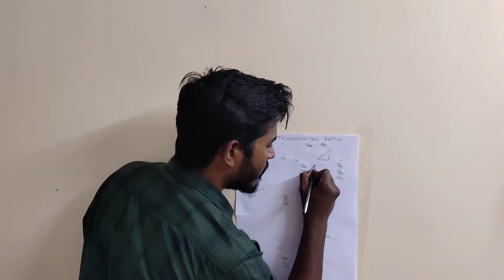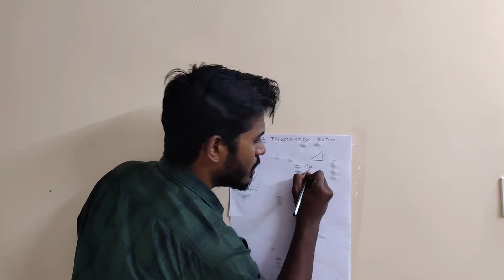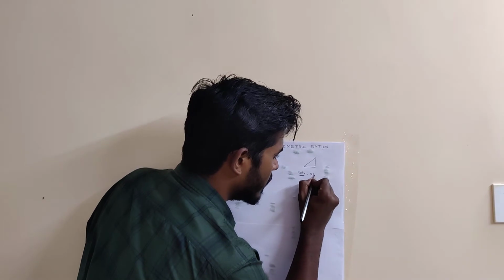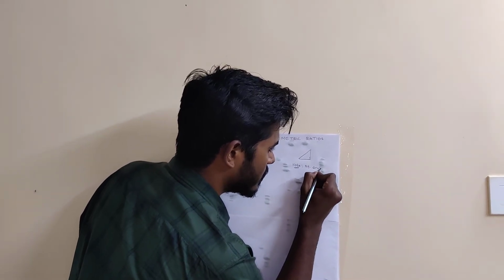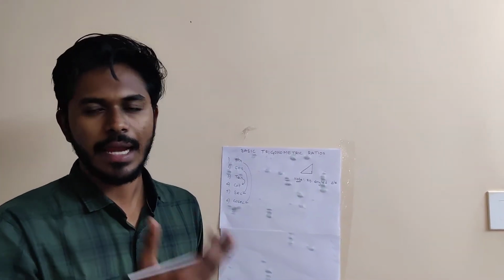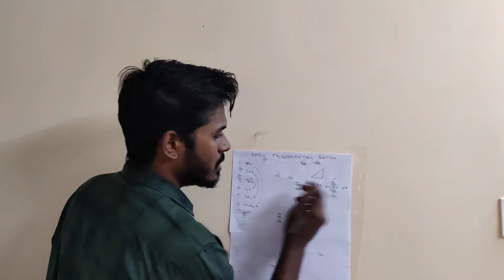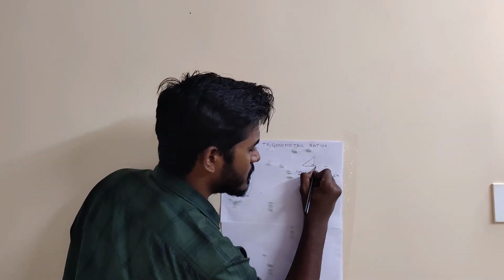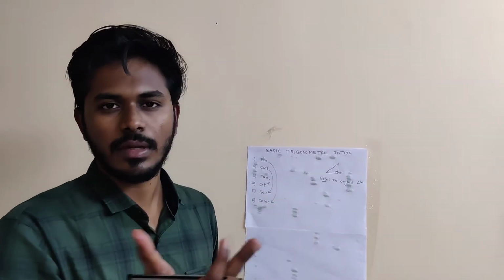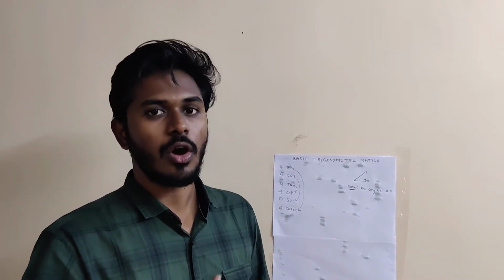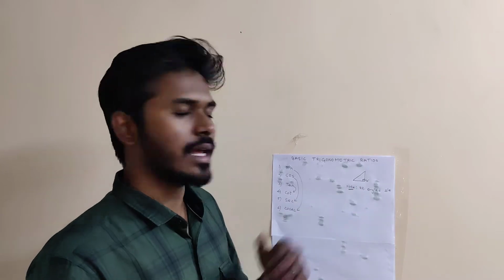A note point that you have to mention in your notebook is that the triangle should be a right angled triangle. What is meant by a right angled triangle? Any one of the angles is 90 degrees. If you observe this diagram, this angle is 90 degrees. We all know the sum of angles in a triangle is 180 degrees. Out of those three angles, one angle must be 90 degrees to be called a right angled triangle.